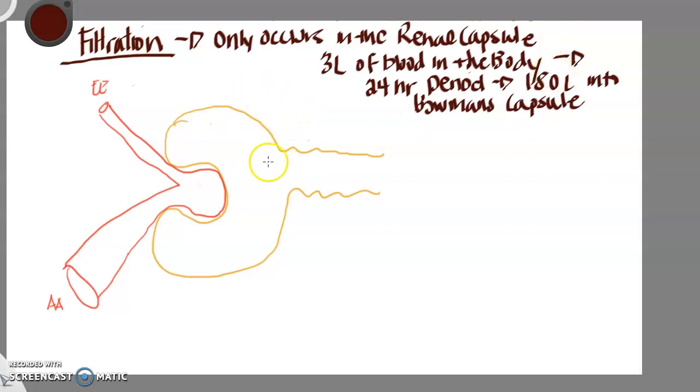So I drew my little picture here. We know we have the glomerulus. Here, the efferent arteriole, afferent arteriole, and Bowman's capsule into the proximal convoluted tubule here. So how does stuff get filtered into Bowman's capsule? Well, if we review how things work in a capillary.